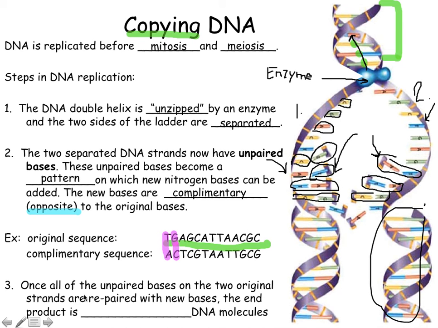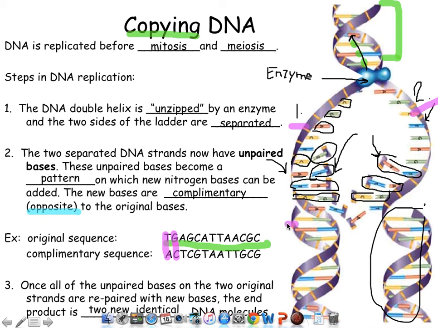Finally, once all of the unpaired bases on the two original strands are repaired with new bases, the end product is two new identical DNA molecules. So for each of the original strands, here are the two original strands, and if you repair the unpaired bases on each original strand, you're going to end up with 1, 2 new identical DNA molecules.